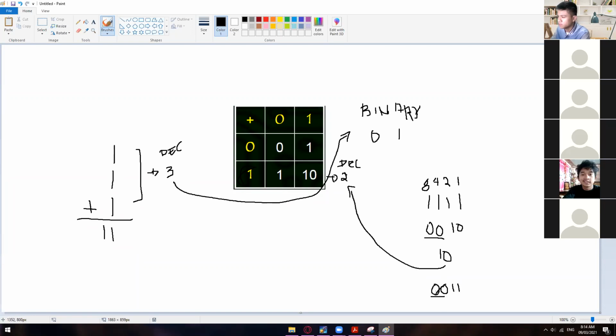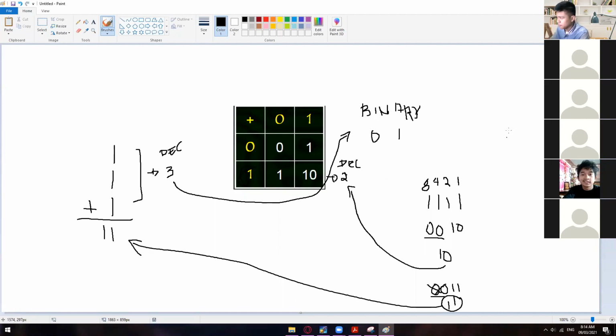Again, you can remove the leading zero. It will not affect your answer. So you can simply write 11. Are we clear with how we got 11? Hello, guys. Are we clear with 1 plus 1 plus 1? Yes, sir. Yes, sir. You're probably still sleeping.